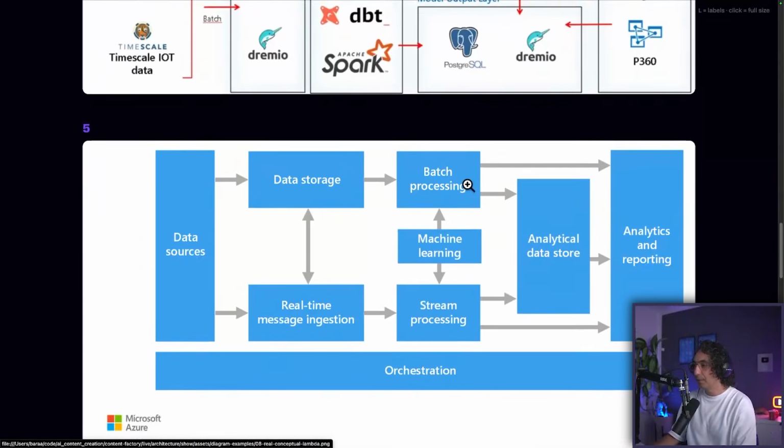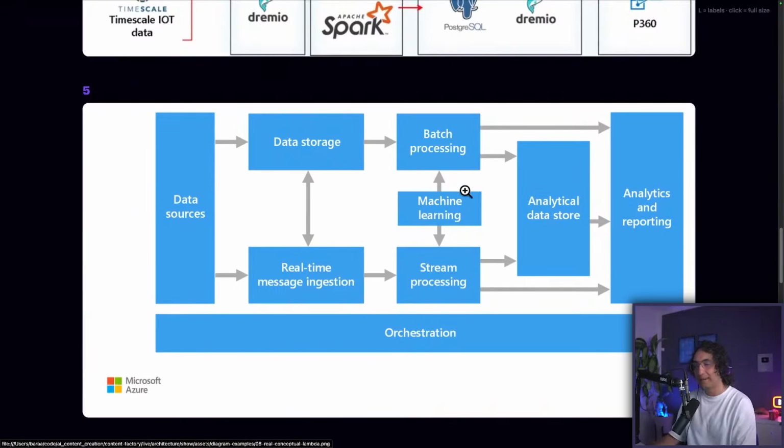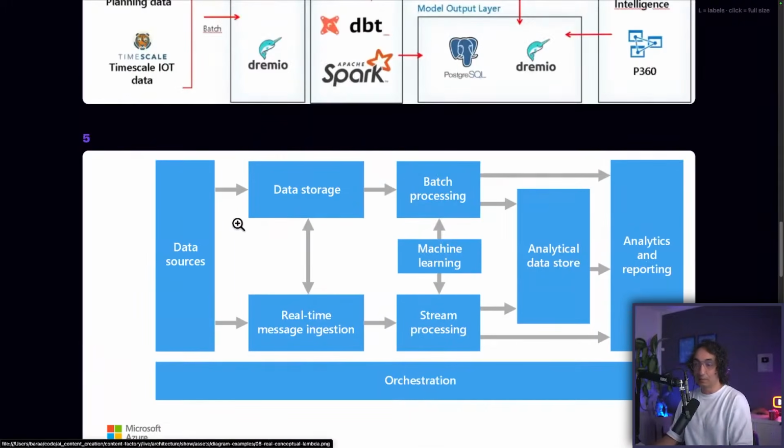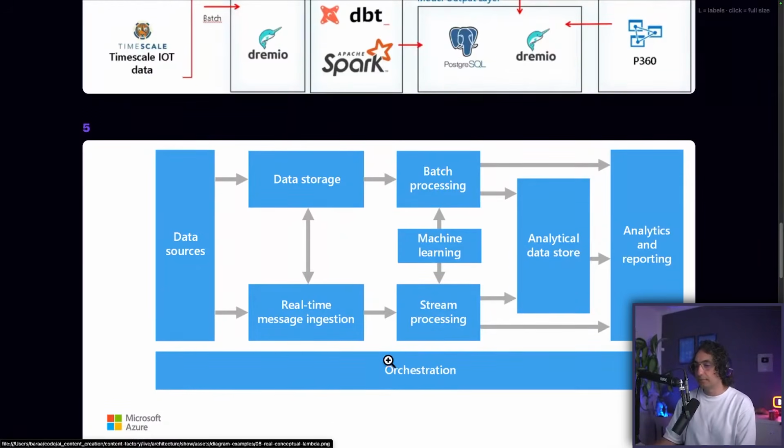Now we come here. This is where I'm going to say we are getting closer to a data architecture. I like this one. It is very high level, of course, but at least I know the flow of data. I know, all right, there are data sources. They go to data storage. There is streaming, processing. We are doing machine learning in between. We have an analytical data store and analytical reporting, and we have to do orchestration. So you can see this image from Microsoft Azure.